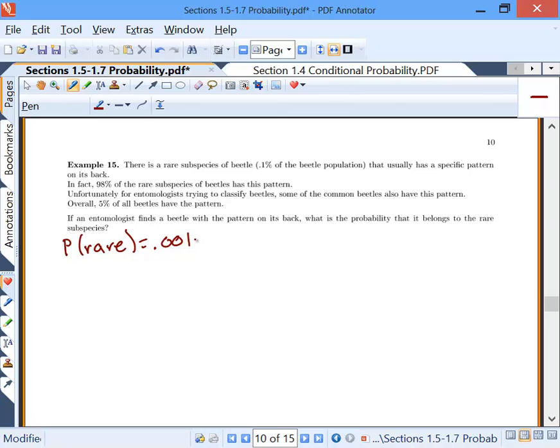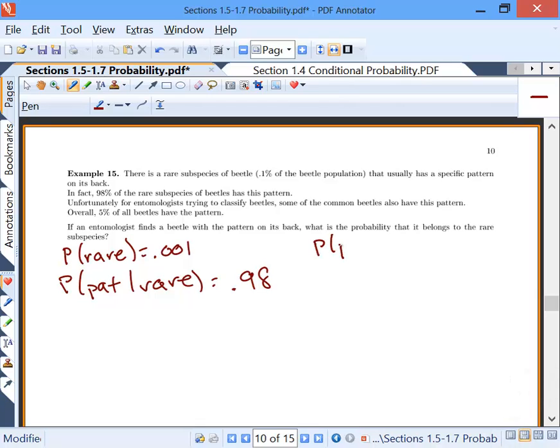The next thing is 98% of the rare subspecies has this pattern. What is that telling me? It is a conditional probability: probability of pattern given rare is 0.98. And the last thing, 5% of all beetles have the pattern. So that's the probability of the pattern, 0.05.